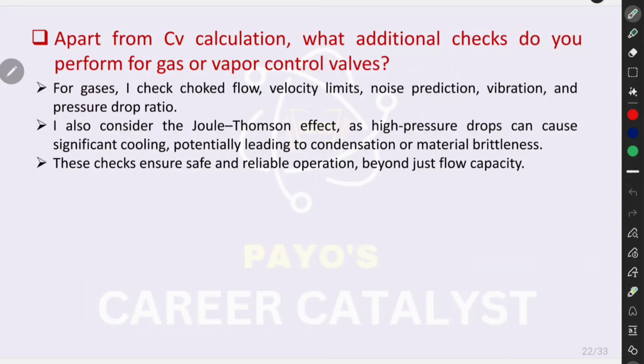Apart from Cv calculation, what additional checks do you perform for gas or vapor control valves? For gases, I check choked flow, velocity limits, noise prediction, vibration, and pressure drop ratio. I also consider the Joule-Thomson effect, as high pressure drops can cause significant cooling, potentially leading to condensation or material brittleness. These checks ensure safe and reliable operation beyond just flow capacity.